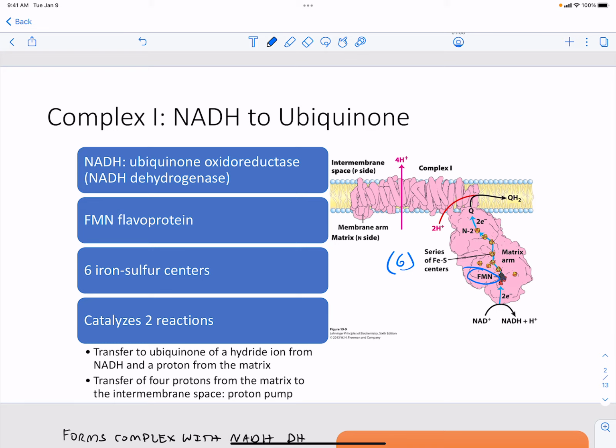Then this complex is going to transfer to ubiquinone the hydrogen ion from NADH and a proton from the matrix. And in turn, this complex will transfer 4 protons into the intermembrane space. And you're going to pass these on to ubiquinone.